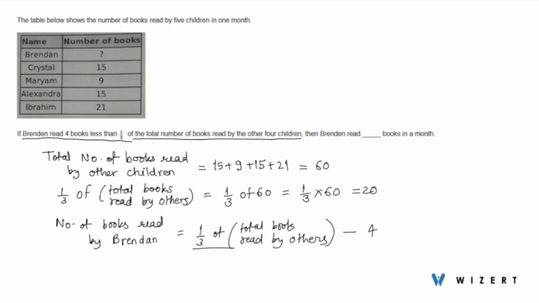Now we know one third of total number of books read by others is 20. So 20 minus 4, which is equal to 16. So Brendan read 16 books. So there will be 16 here, 16 books in a month. This is the answer.